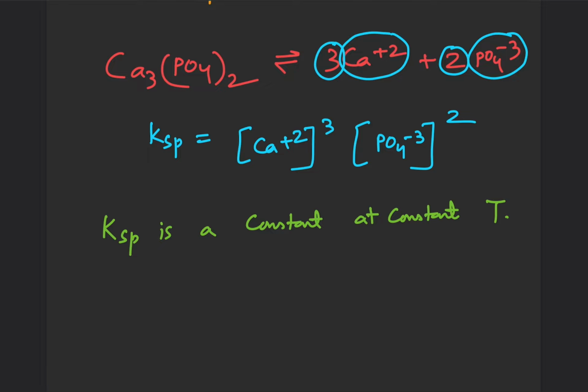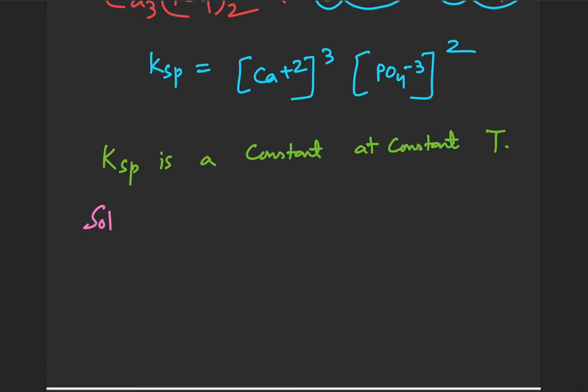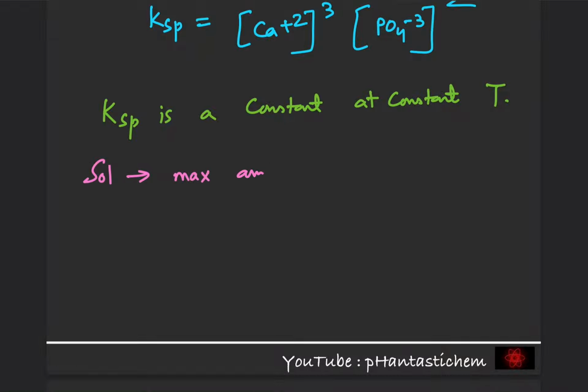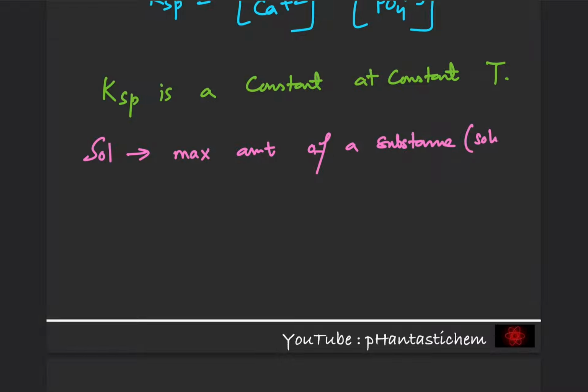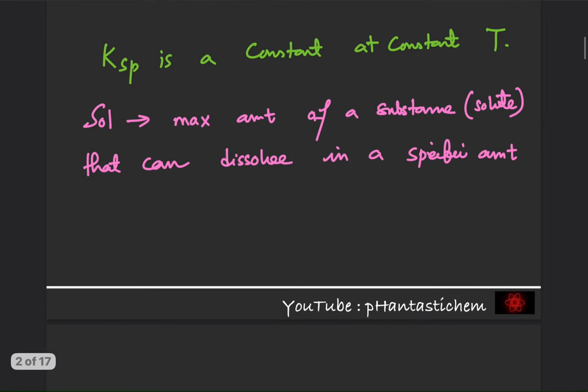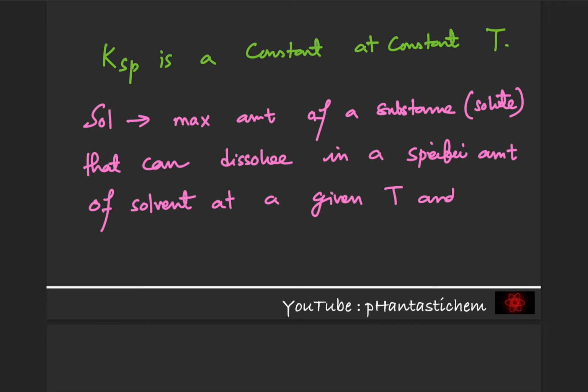Solubility is the maximum amount of a substance, that is the solute, that can dissolve in a specific amount of solvent at a given temperature and pressure to form a stable solution. Very important.